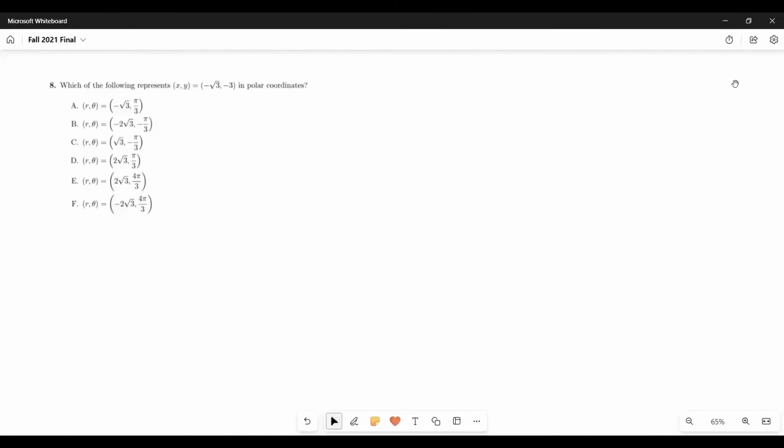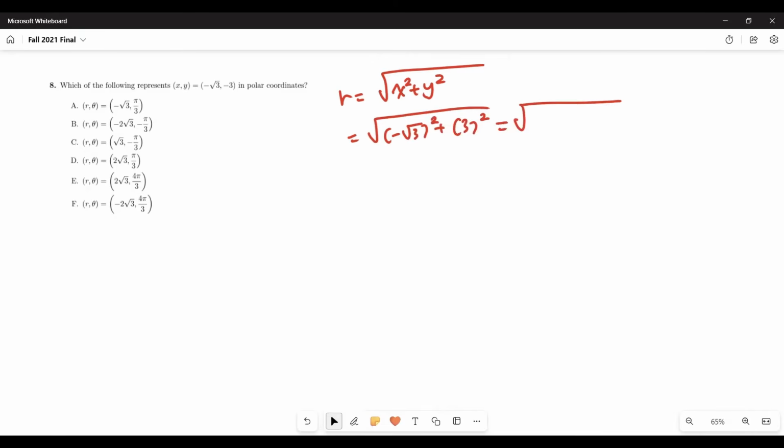Okay, this question asks which of the following represents x, y equal to negative square root of 3, comma negative 3. Okay, so our r value is found as the square root of x squared plus y squared. Let's do that. Negative square root of 3 squared plus 3 squared is the same as 3 plus 9, which is square root of 12, which is 2 square root of 3. So r has to be 2 square root of 3. That means it's not going to be F, B, A, or C. So either it's going to be D or E. Let's try finding that.